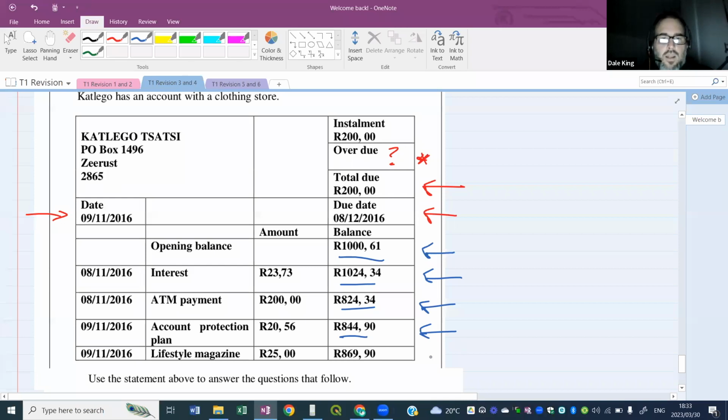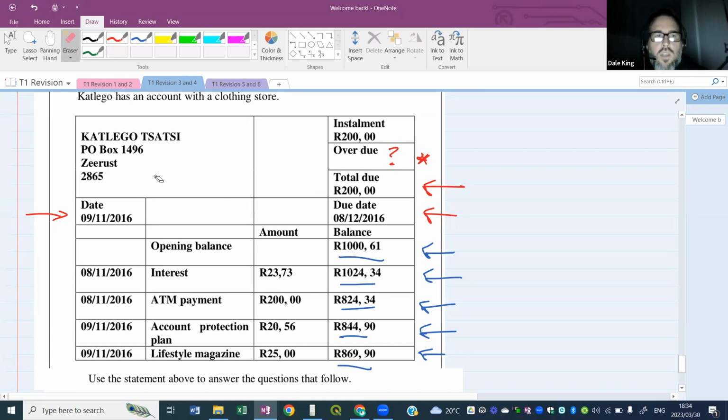And then right here at the bottom, we have a lifestyle magazine. So obviously this store puts out a magazine every month, and this person, Katlego, has signed up for this, and the magazine costs 25 Rand. They'll post you the magazine, and that's added onto the account here as well for this new total over there. Okay, so that's just a description of all the items.